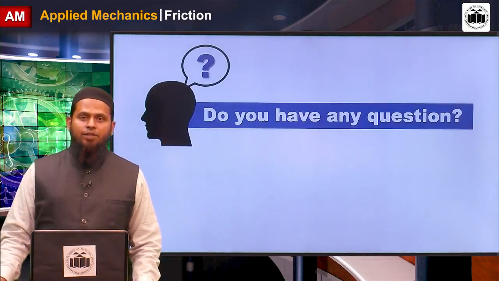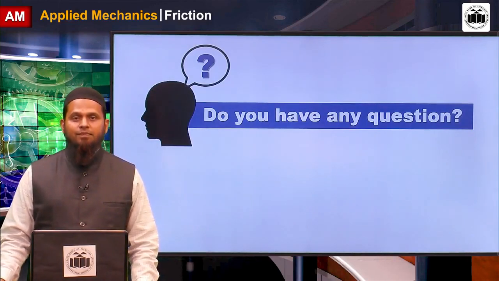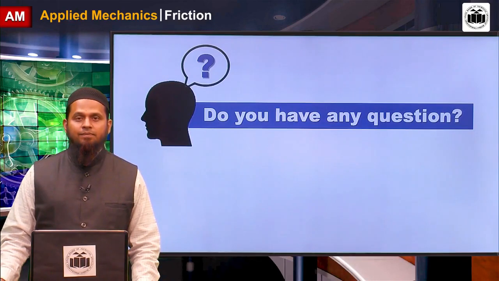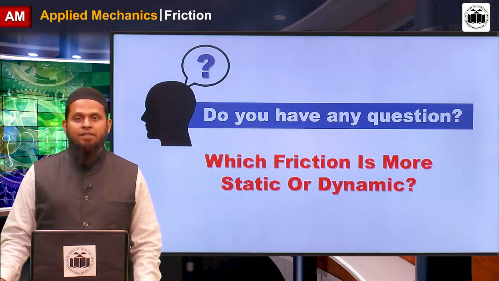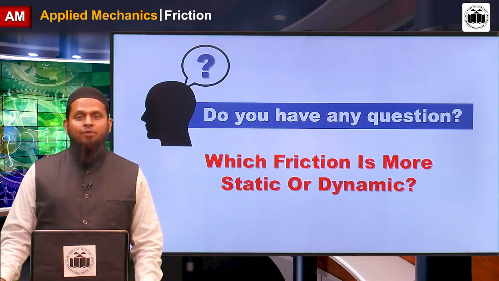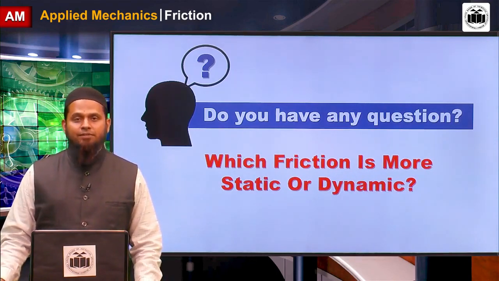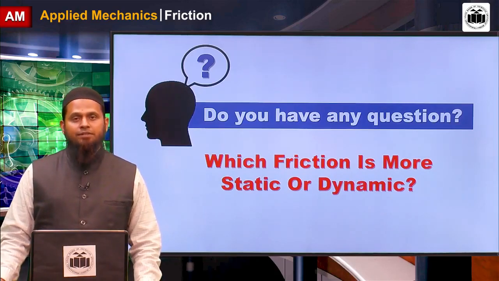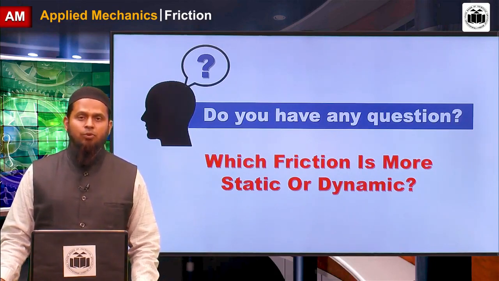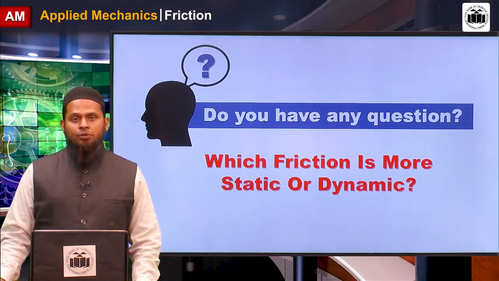Do you have any question? Yes, sir. I have a question. Which friction is more, static or dynamic? Very nice question. Static friction is always more than dynamic friction. Why? To start the body from the rest condition, it requires more force. Hence, the static friction is more than the dynamic. Do you have my answer? Yes, sir. Thank you.